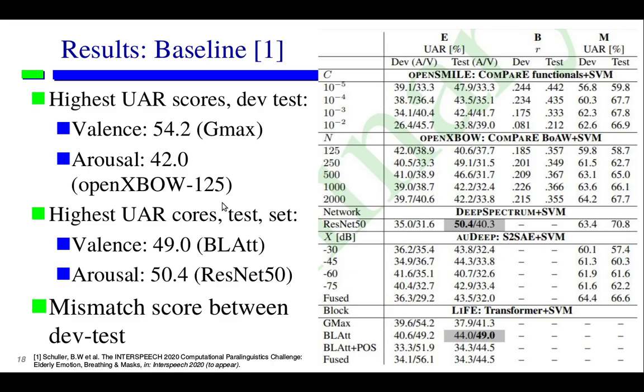And for test, the highest score is using PLITT, a linguistic feature here, and for arousal, the highest one is ResNet here. So the goal of the challenge is to improve the score using the given dataset. We can also see one of the disadvantages of this method and dataset: for example, the best score in development here, Gmax, is not the best in the test sets. So that's the problem here.